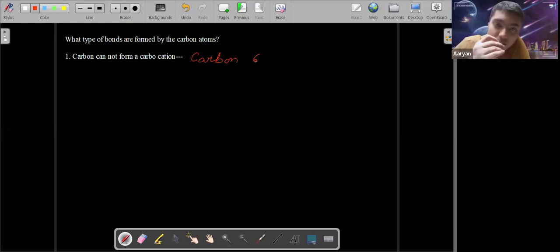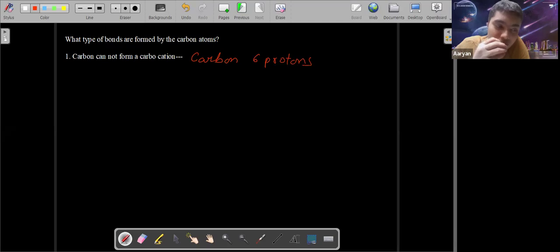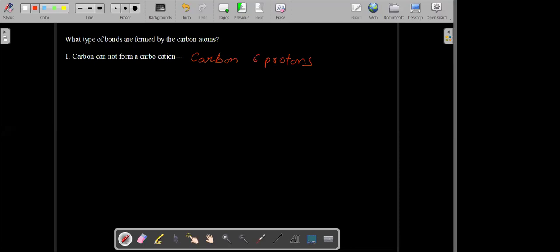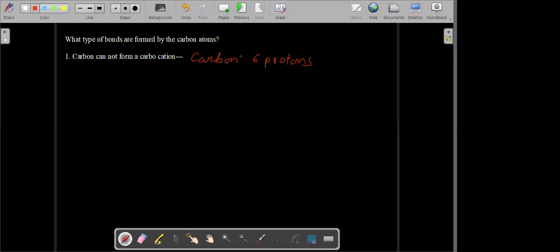Sir, then how will it be represented, sir? Like, we have Na plus, no, sir? Yeah. Then how will carbon be represented? It won't be represented as it cannot form a carbocation. Okay, sir. So it can't form a carbocation.